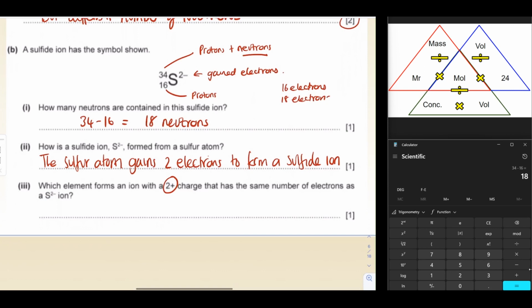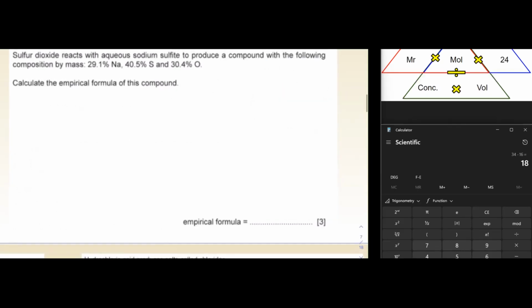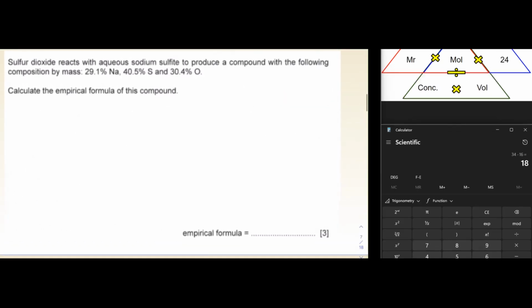So we're going to look at our periodic table. When we look at our periodic table, we see that calcium starts off with 20 electrons. If calcium gives 2 electrons away to form a 2 plus charge, it is also going to have 18 electrons. So which element forms the same number of electrons as a sulfide? It will be calcium.